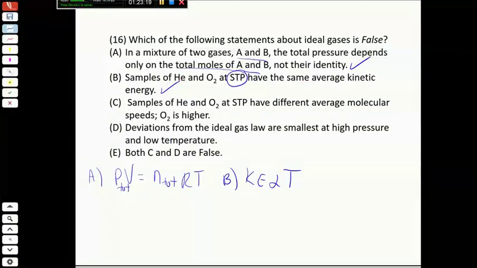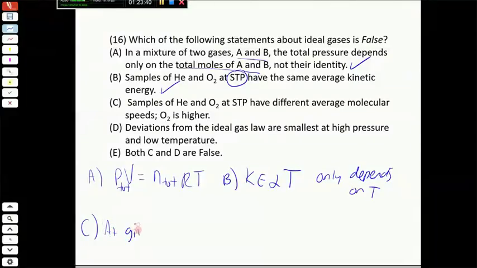Choice C, and so kinetic energy only depends on temperature. That's the only factor that matters for kinetic energy. However, if we talk about kinetic energy at a given temperature, choice C says if we have those samples of helium and oxygen, they have different average molecular speeds, and then we say that O2 is higher. So at a given temperature, they have the same kinetic energy.